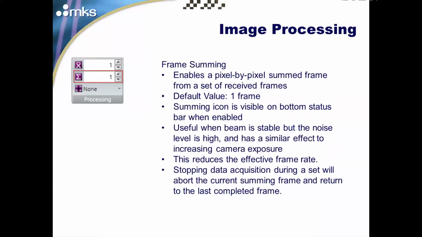Same thing happens with frame summing, which is the same idea, but you are now summing the frames pixel by pixel instead of doing an average. So all of the same things apply. It reduces the frame rate, but summing is definitely a useful tool when your signal is just too low and you want to artificially boost your peak signal. So it definitely is a software solution to increasing camera exposure, if that makes sense.